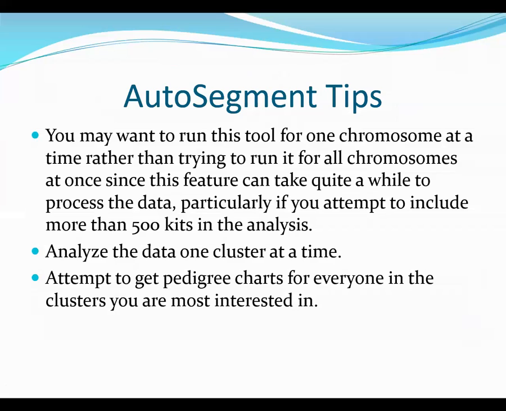I would encourage you, when you run this, to be careful about how much data you try to get all at once, because it can take a while. I would encourage you to at least start off with 500 kits and run the analysis, and then increase depending on how you are able to get this all to work for you. But I'd encourage you to analyze your clusters one at a time, research them, get the pedigree charts for everybody in a cluster if at all possible, and then try to figure out the genealogical connections.